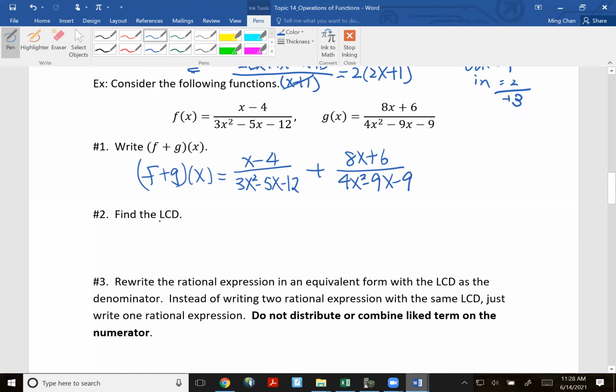All right, the next step, I want to find the LCD. In order to find the LCD, I need to factor both of them and count the repeated and the non-repeated factors.